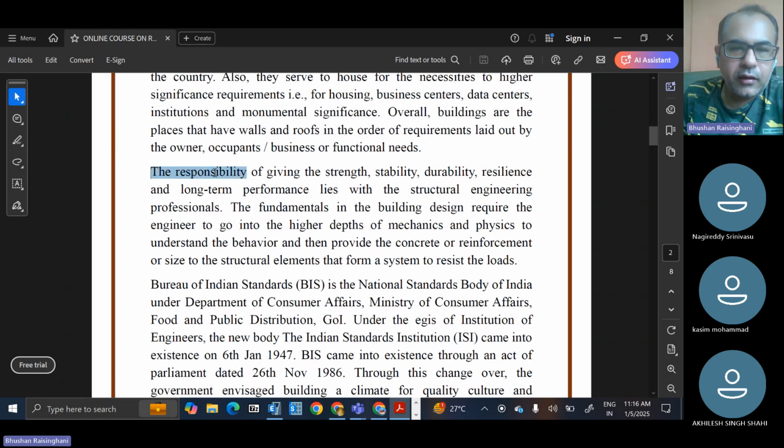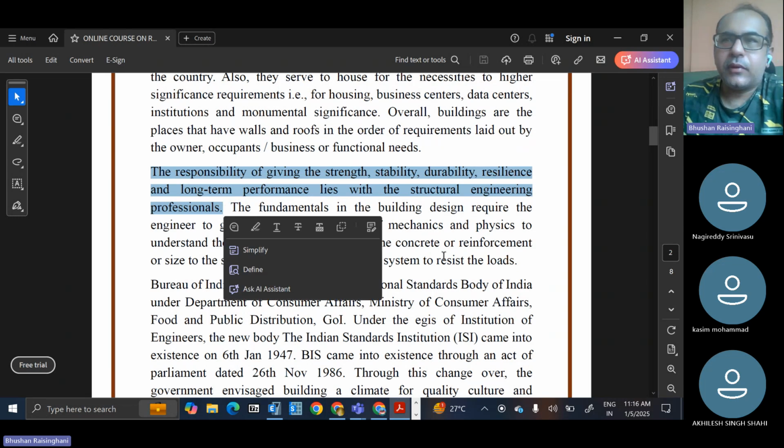So the responsibility of giving the strength, stability, durability, resilience, and long-term performance lies with the structural engineering profession. But what happens is that when we are bounded by the architect or by the client and we are not able to speak the requirements, that is when the value of the structural engineer reduces.